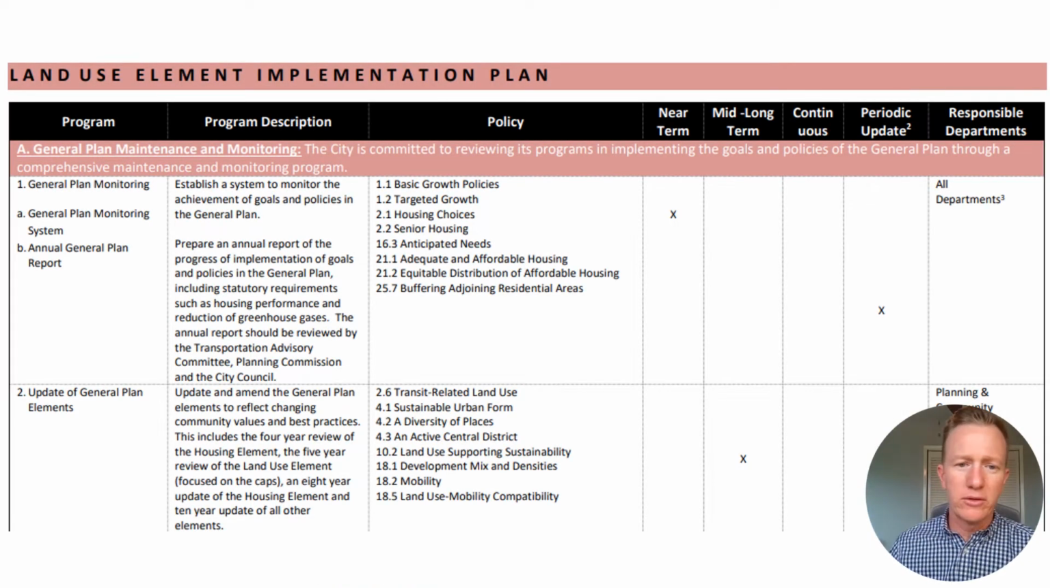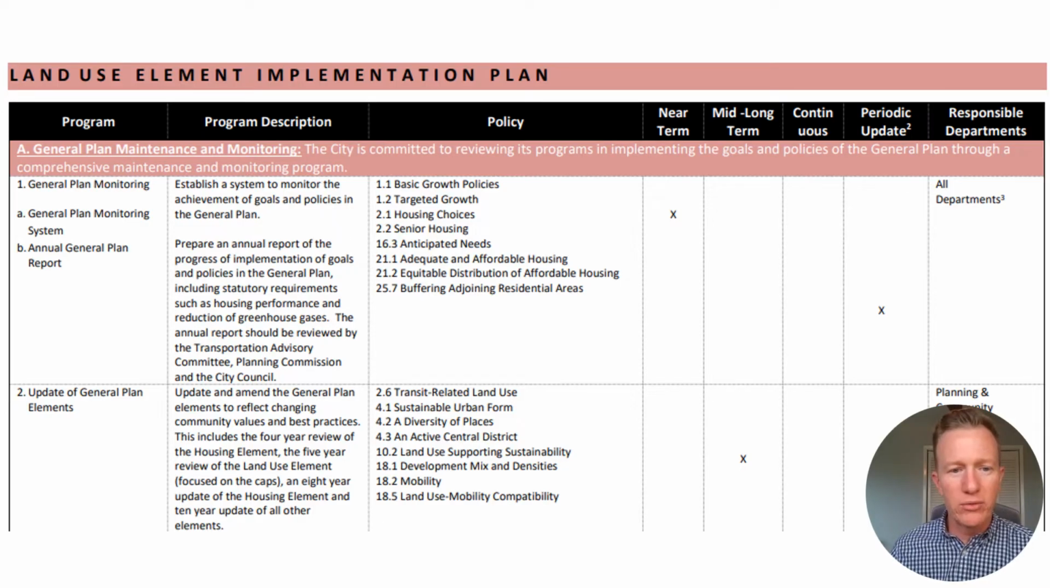So in talking about what an implementation plan looks like, this is a screenshot of the implementation plan that we put together for the city of Pasadena. In this, we had an implementation plan for each of the elements, and the first item here is general plan maintenance and monitoring. There was a statement in the document that the city is committed to reviewing its programs and implementing the goals and policies of the general plan through a comprehensive maintenance and monitoring program.